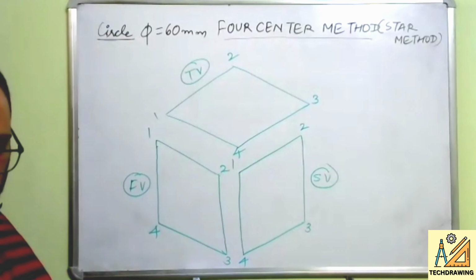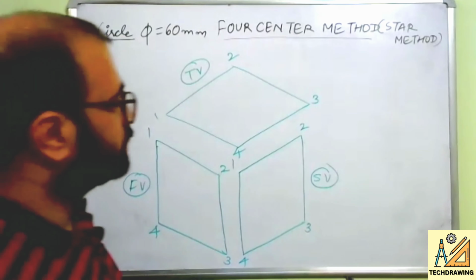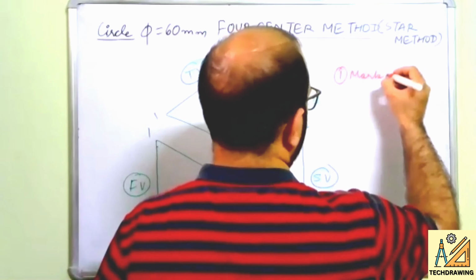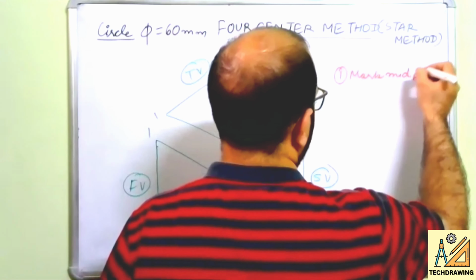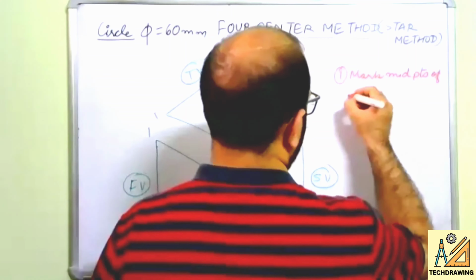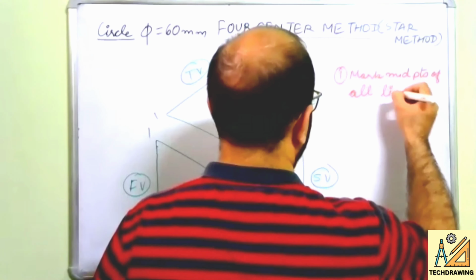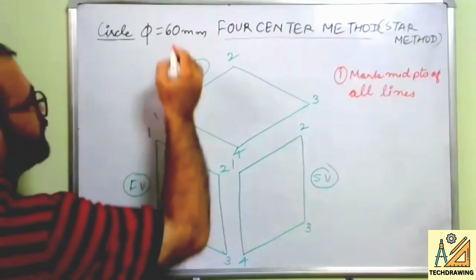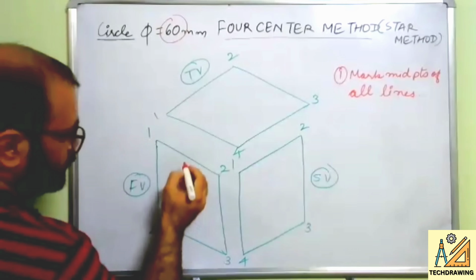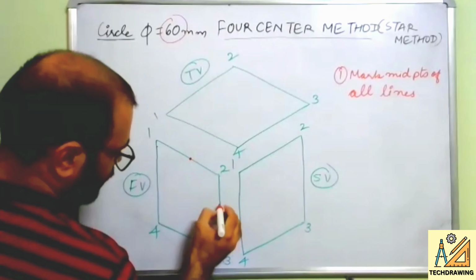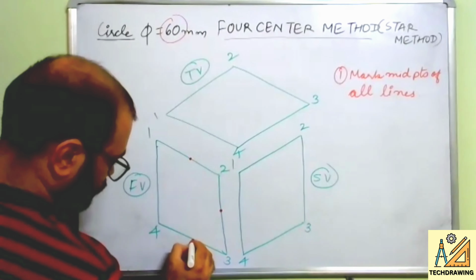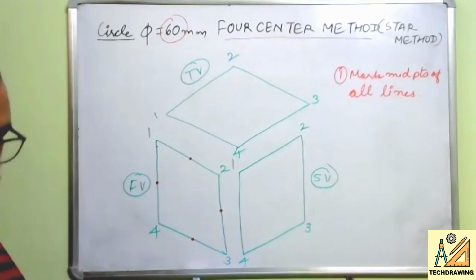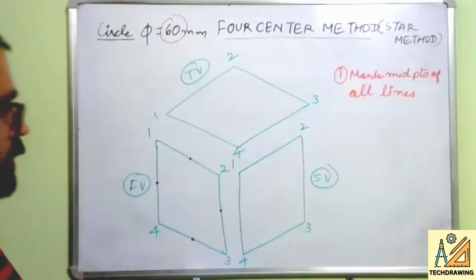So the very first step is to mark midpoints of all lines. Just mark the midpoint. Since it is 60, all the sides are equal to 60, so you just add 30 and mark the midpoints like this. I am just discussing this first, then we'll move to the others.